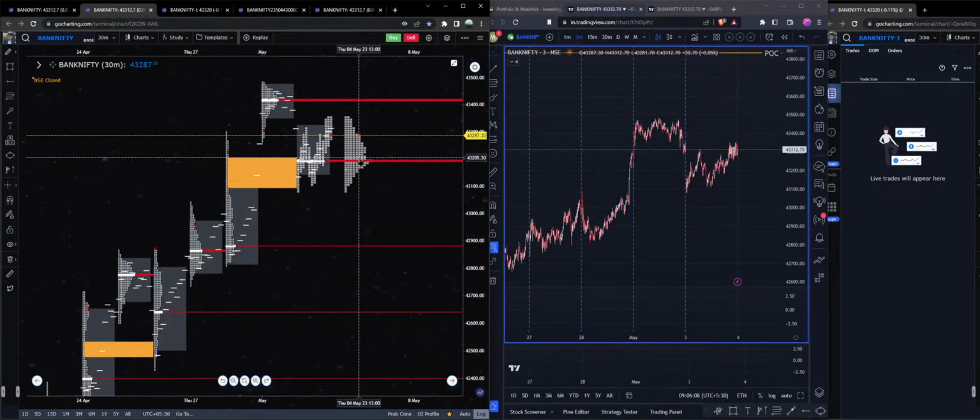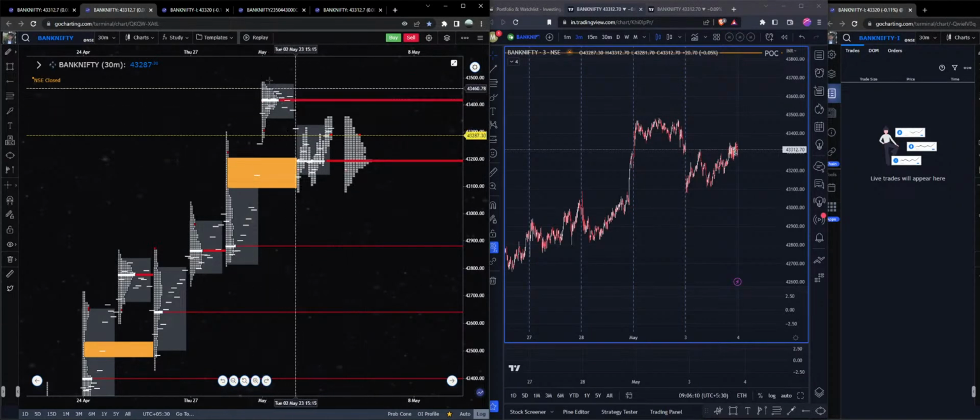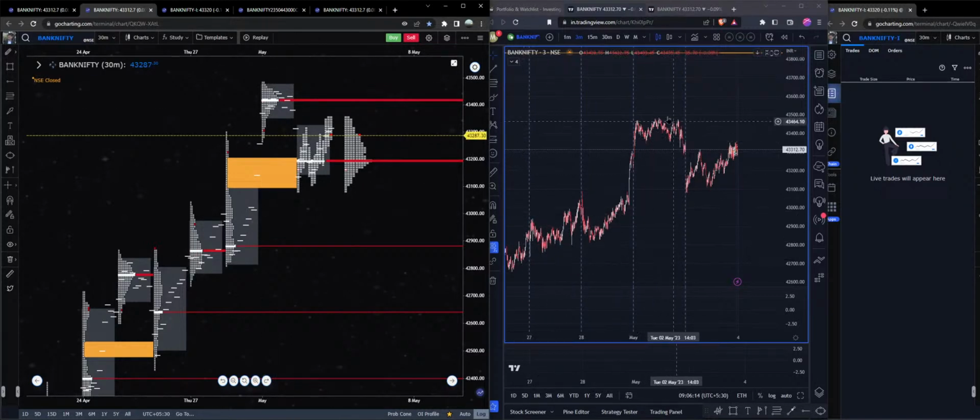Okay. Now, if you don't understand market profile, even the simple candlestick charts, what I've done is I've just hidden all the indicators.